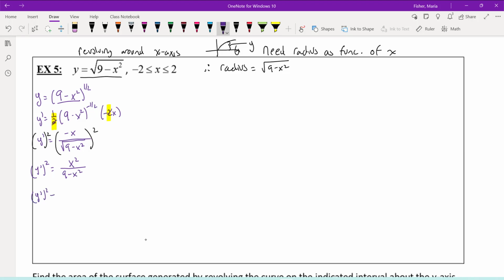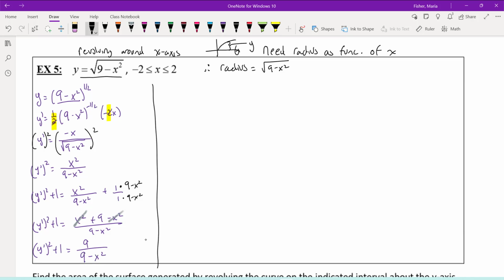Y prime squared plus 1 would be x squared over 9 minus x squared plus 1, but we'd need a common denominator, and that common denominator would be 9 minus x squared. Therefore, y prime squared plus 1 would be x squared plus 9 minus x squared, all over 9 minus x squared. Well, these x squareds are going to cancel, and we end up with y prime squared plus 1 is just equal to 9 over 9 minus x squared.